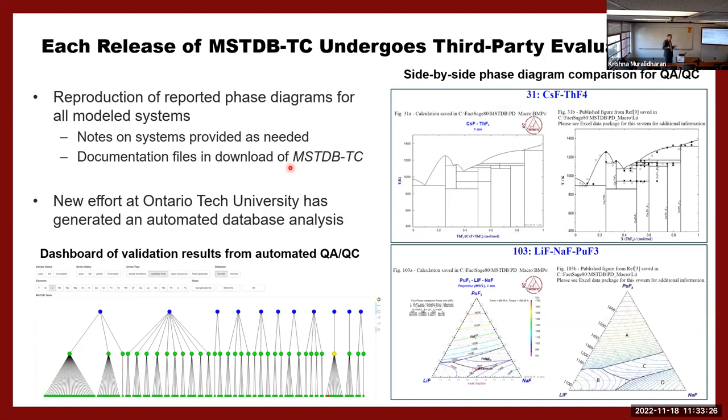Quality assurance is a problem. You're getting data from all over the world, as well as your own values. So we do a QA check. Here is a document that's provided. Here's our computed diagram. Here's the one from the literature. And you can look at that and say, how good is that? In addition, our colleagues at Ontario Tech University have developed an automated QA/QC system, and so they can flag things that look odd. So here's a Cp measurement that doesn't quite jive.